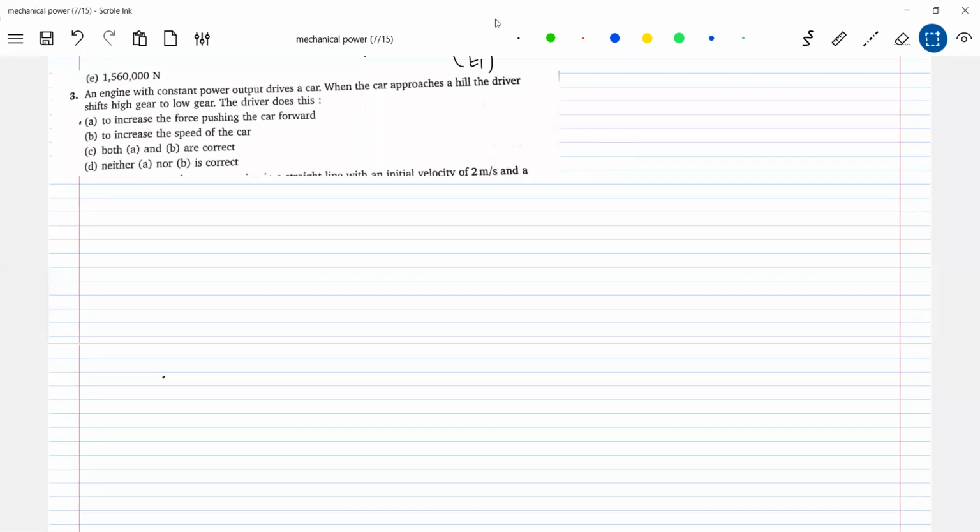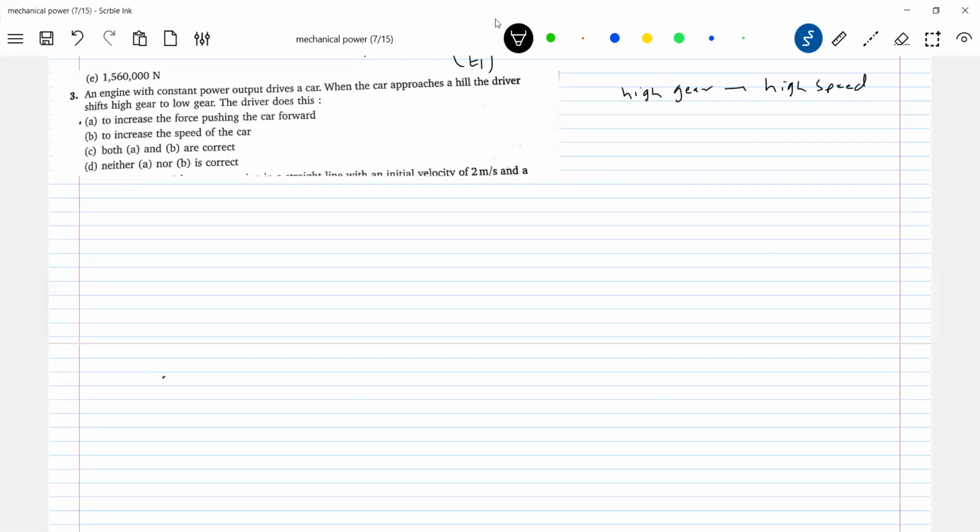The car will move with high speed, in high gear, will have high speed. That one, are you getting this? There's a basic condition. Then next again, why do we shift that one?